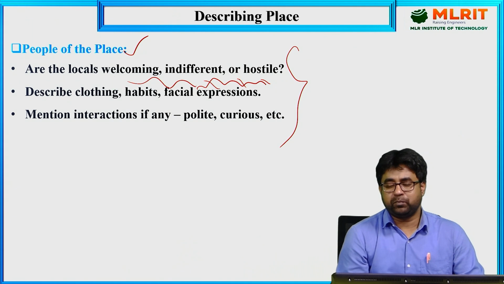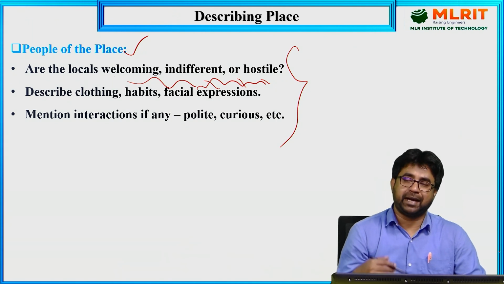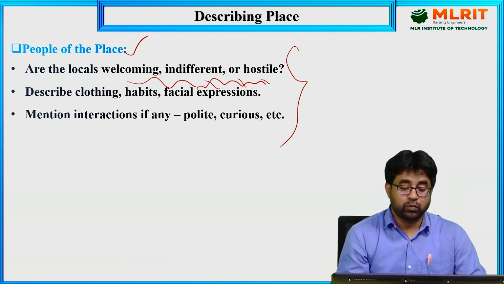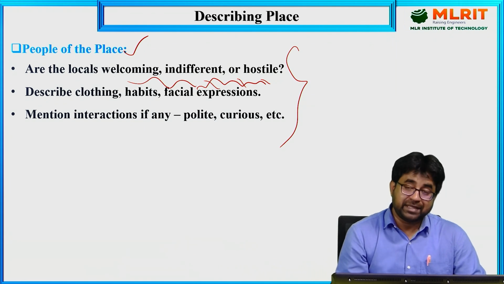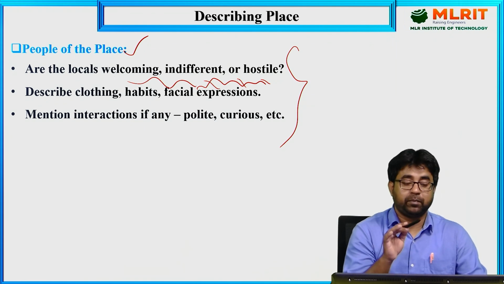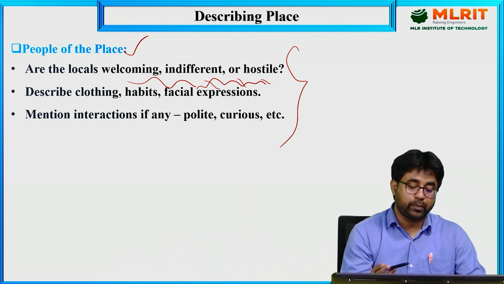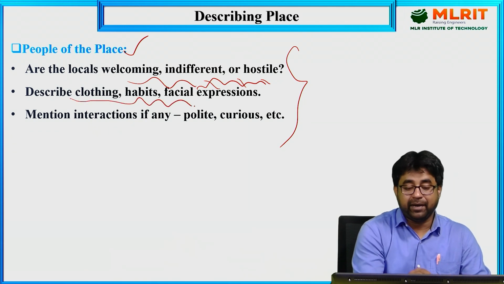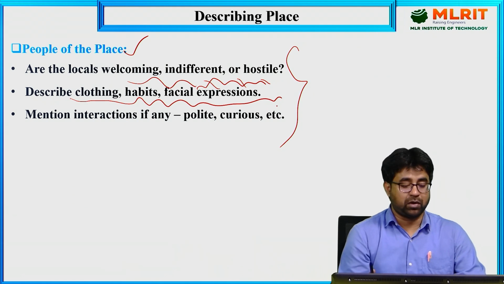You see, people of a particular place might have a particular nature, right? They might be very welcoming, very warm towards the tourist. There are certain places where people don't like outsiders. So you can talk about that. The nature of the local people, whether they were welcoming or hostile. You can talk about their clothing habits, facial expressions, all those things.